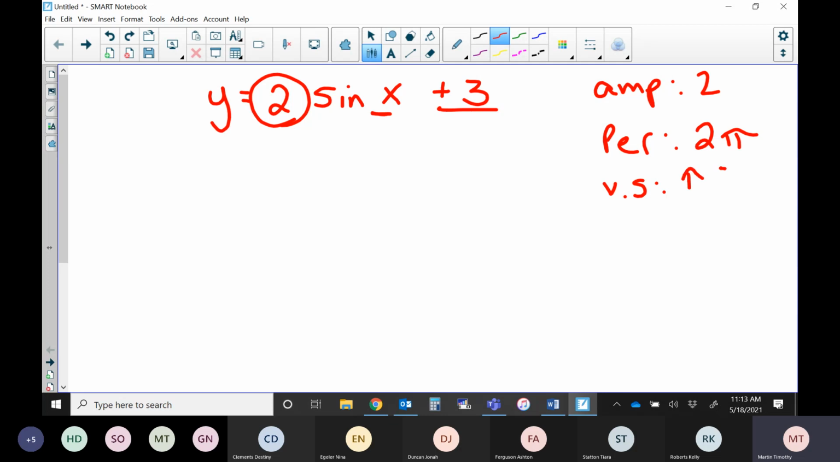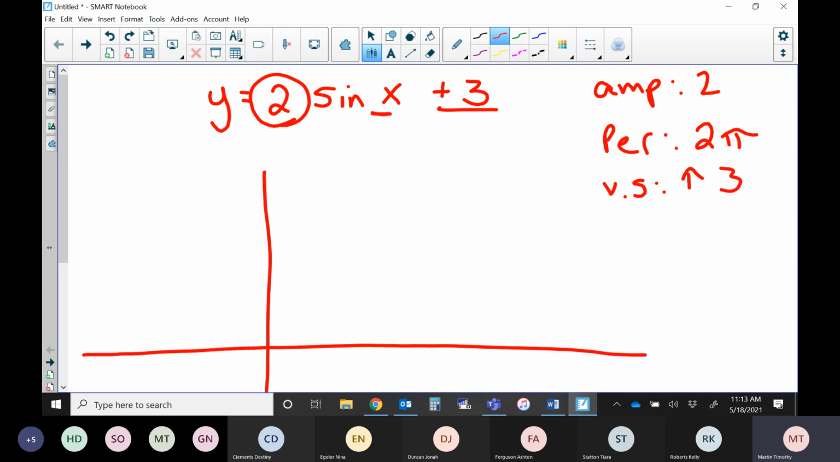But this right here, I have a vertical shift. And it goes up 3. That includes everything. So now my midline, which was normally the x-axis, is now 1, 2, 3. This is my midline. I didn't have any phase shifts, so I don't have to worry about that. Normally this is a sine, so sine starts at normally 0, 0. So instead of being at 0, 0, it's going to move up 3, so it's going to be at 0, 3.